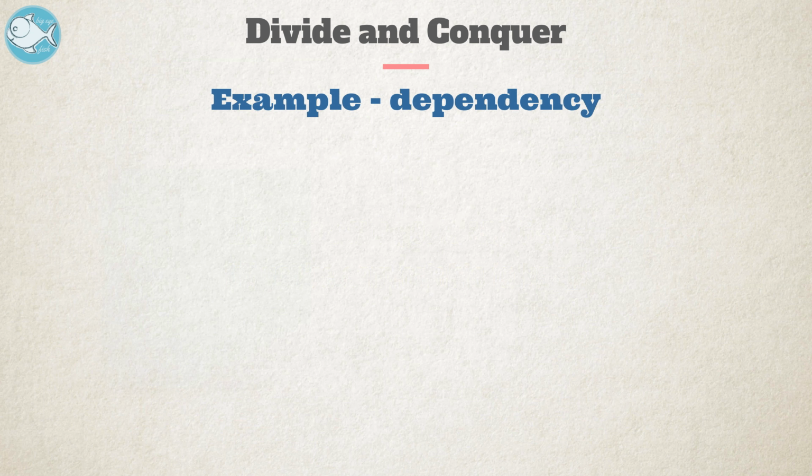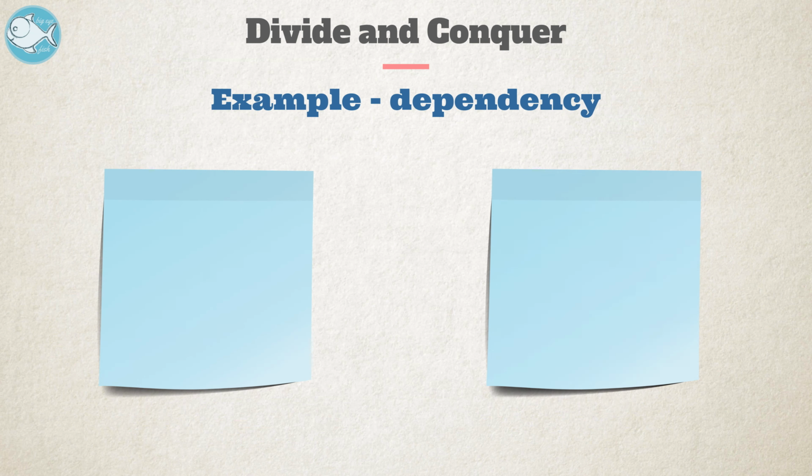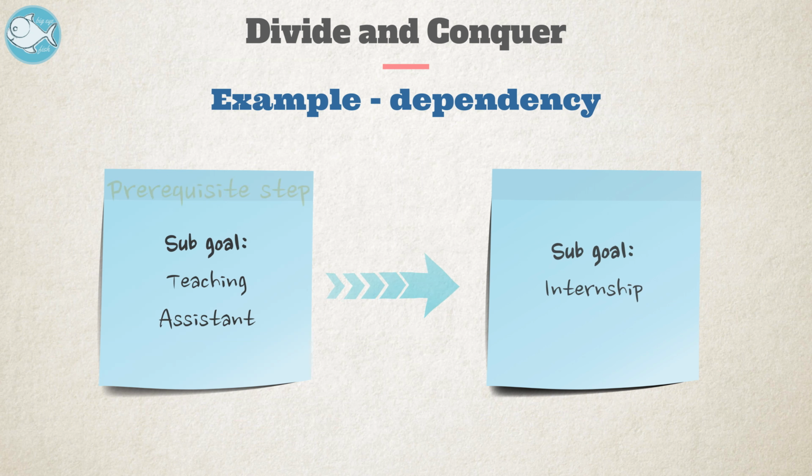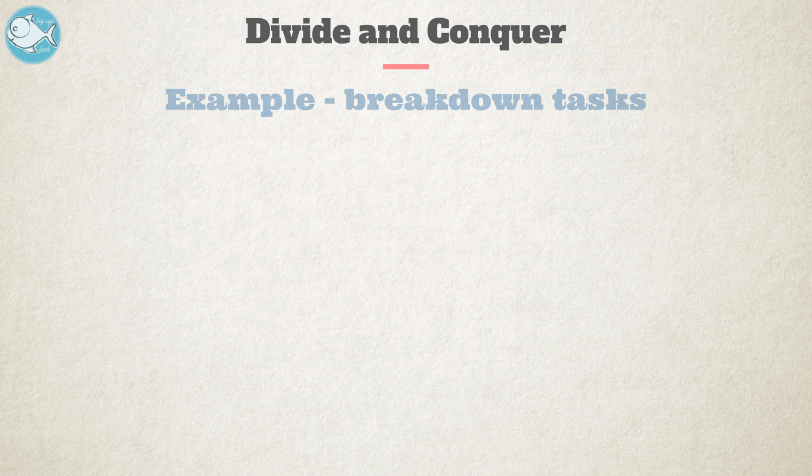In this example, it would be nice to have some working experience before applying for the internship, so I would make the teaching assistant step a prerequisite for the internship step, since in working as a teaching assistant I would be able to gain some real-world working experience at the same time. With a few more iterations of going back and forth, the breakdown of the pieces would look something like this.